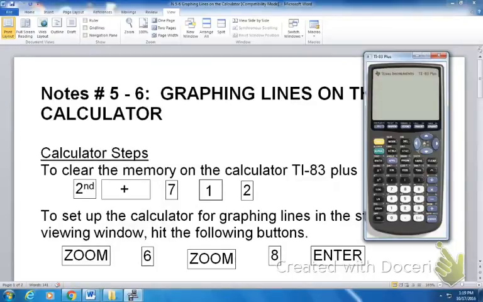All right, guys, so we're starting 5-6 today. This is graphing lines on the calculator. It's probably the day you've all been waiting for. I'm going to show you a couple of things on the calculator today. It should make your life a little bit easier.